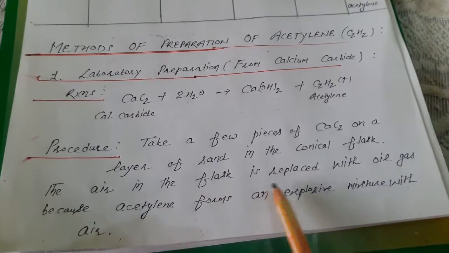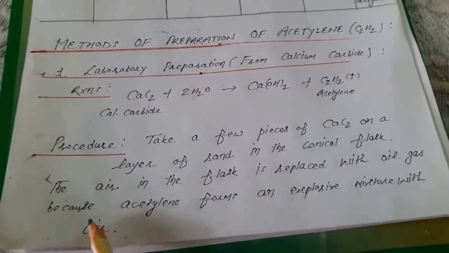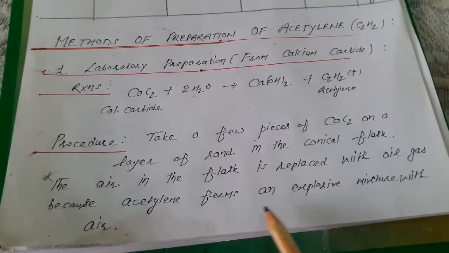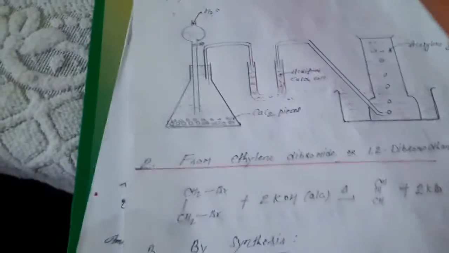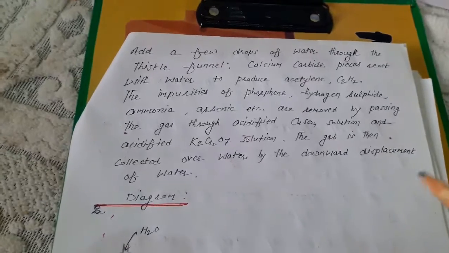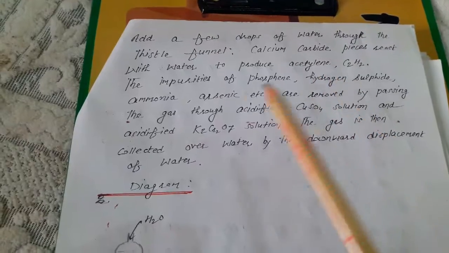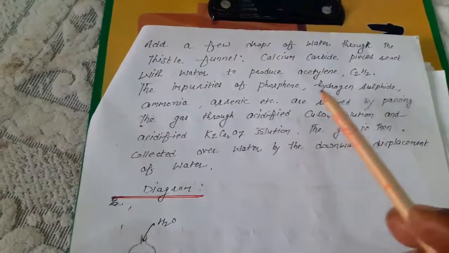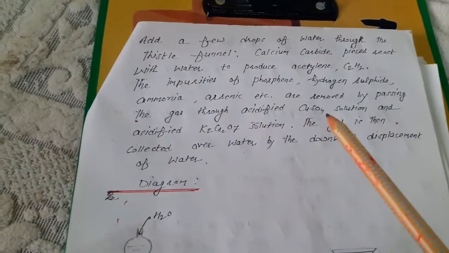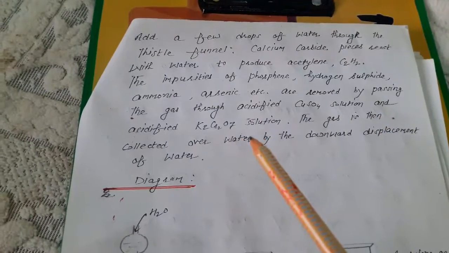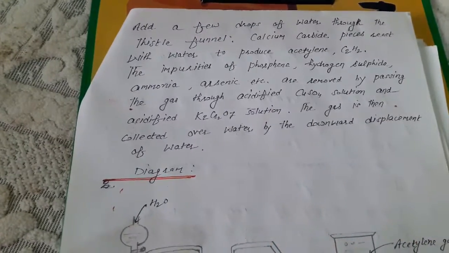The air in the flask is replaced with coal gas because, so this is also an important conceptual question, because acetylene forms an explosive mixture with air. Next is add a few drops of water through the thistle funnel. Calcium carbide pieces react with water to produce acetylene gas. The impurities of phosphine, hydrogen sulfide, ammonia, arsenic, etc. are removed by passing the gas through acidified copper sulfate solution and acidified potassium dichromate solution. The gas is then collected over water by the downward displacement of water.